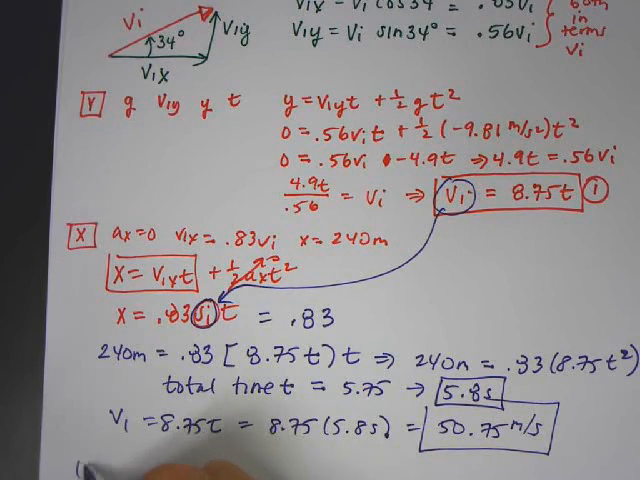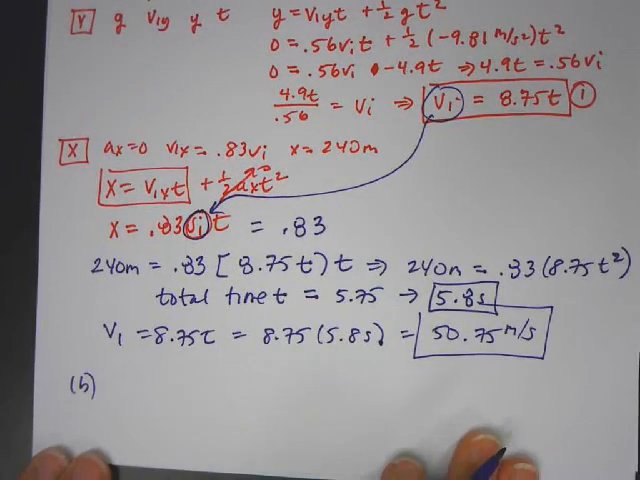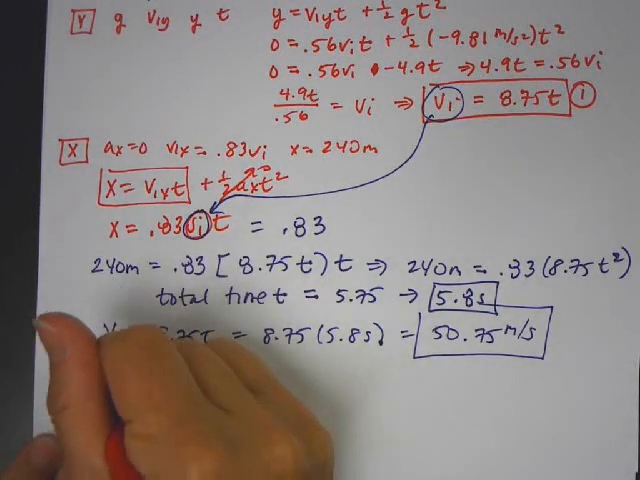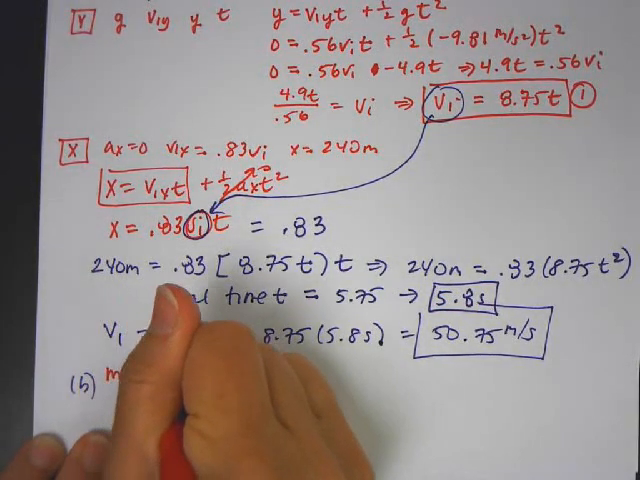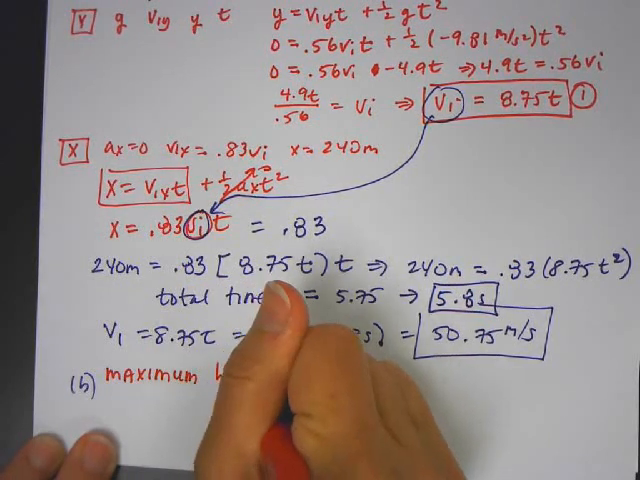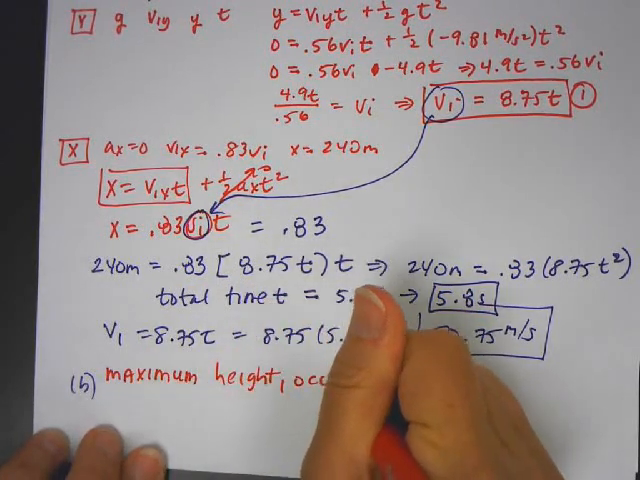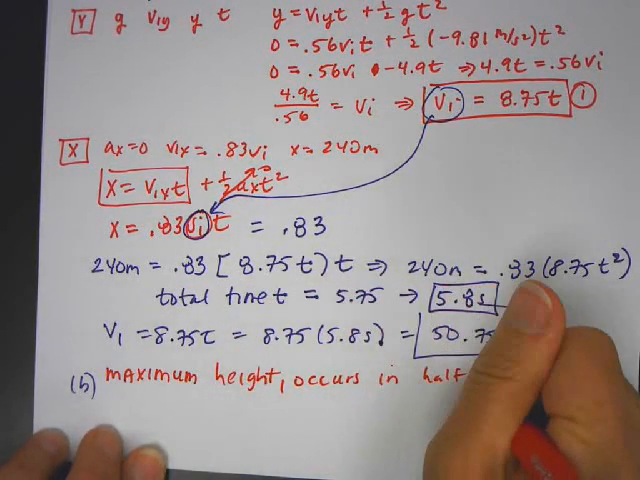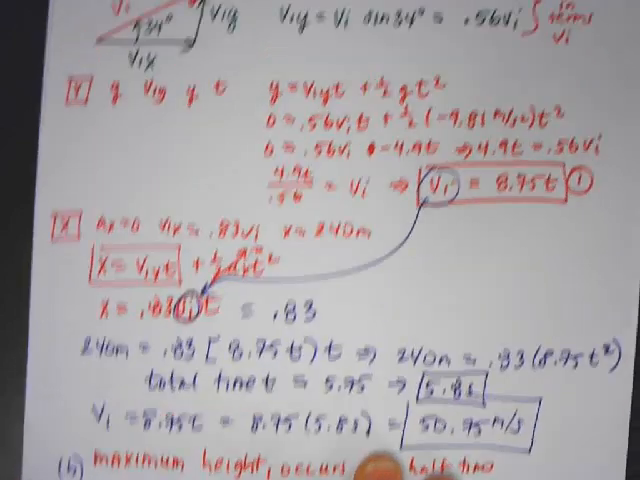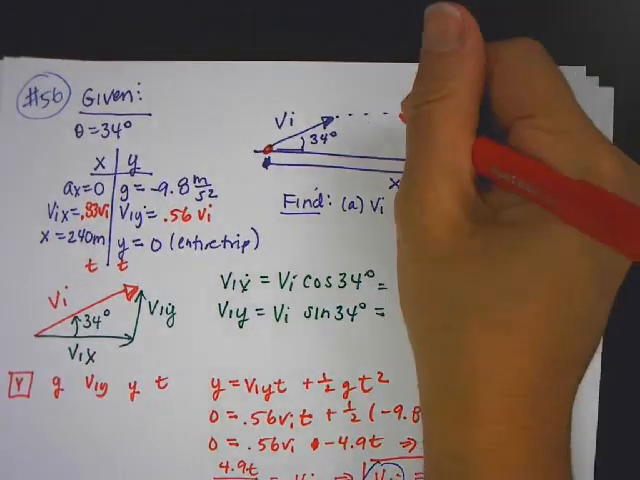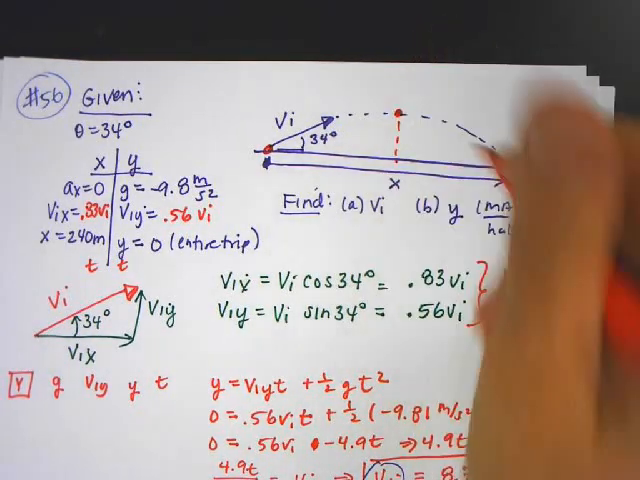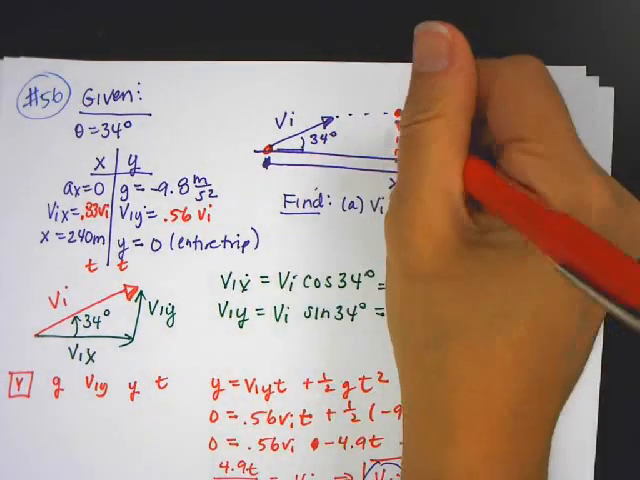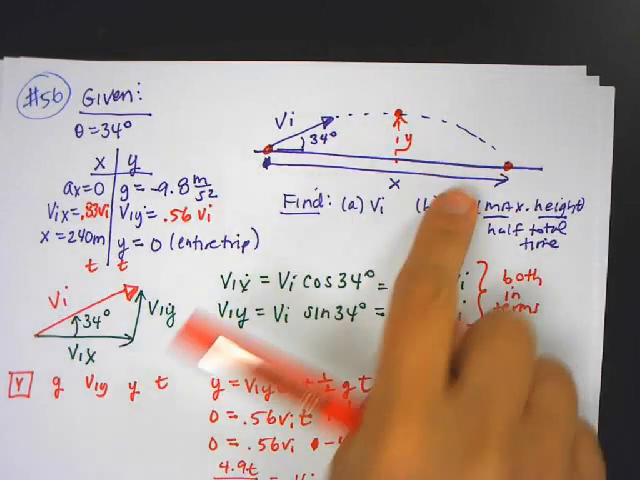Part B said, now the problem's easy, because I could go back and put VIX and VIY. So now it says, what is the maximum height? So remember that the maximum height occurs in half the time. So if you look at your picture, the maximum height occurs here. We're solving for this y, which is going up, and this occurs in half the time.